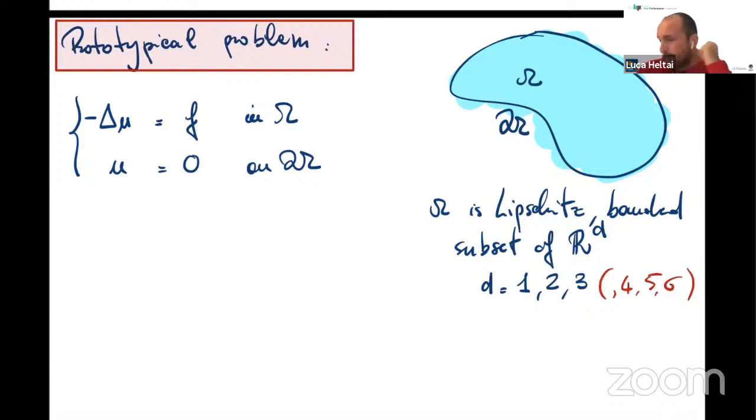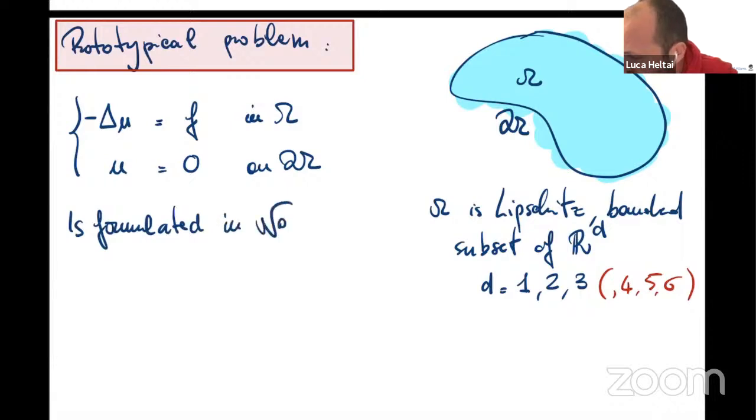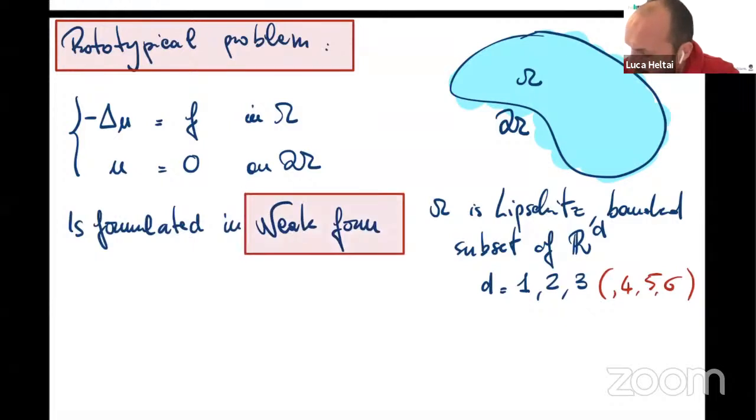For these types of problems, the principle is that the classical solutions of these equations require a lot more regularity than what is usually required by the variational formulation. So the idea here is that this problem is formulated in weak form. Now, when I say in weak form, what does it mean? Well, you can interpret this in several different ways.